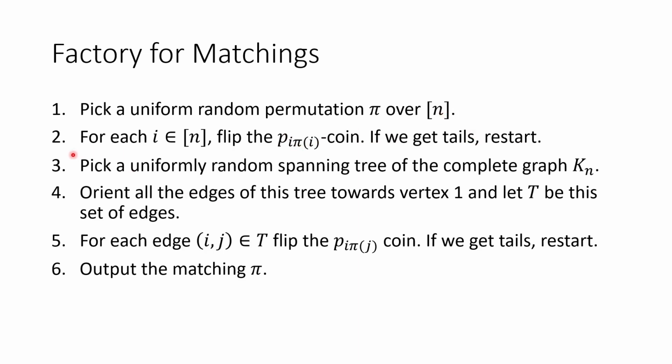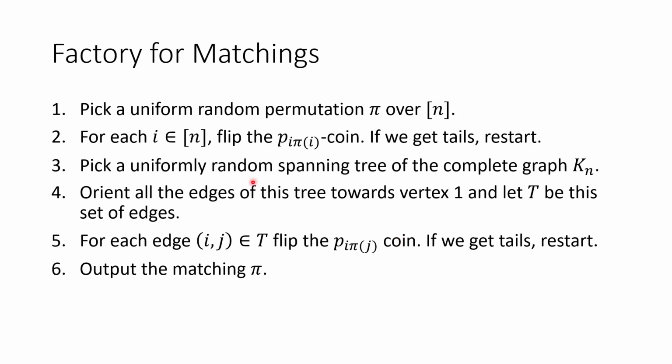And what's interesting in step 3 is now we pick a uniformly random spanning tree of the complete graph K_n. And what we'll do is we'll now orient all the edges of the spanning tree towards vertex 1, and let T be the set of directed edges in this arborescence. And then finally, for each edge in this arborescence, we now flip a coin corresponding to this edge. It's not exactly p_{ij}, we do p_{i,pi(j)}. And if we get tails for any of these coins, we restart. But if we get heads for all of them, we output the matching pi.